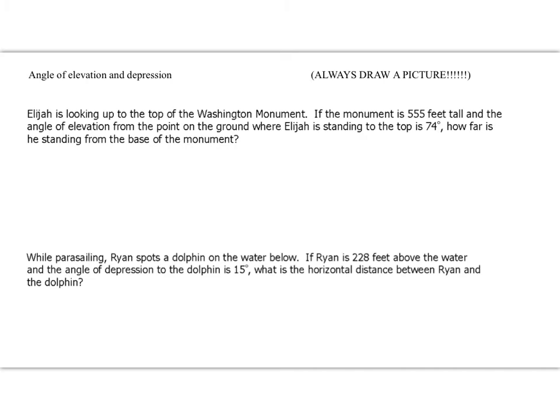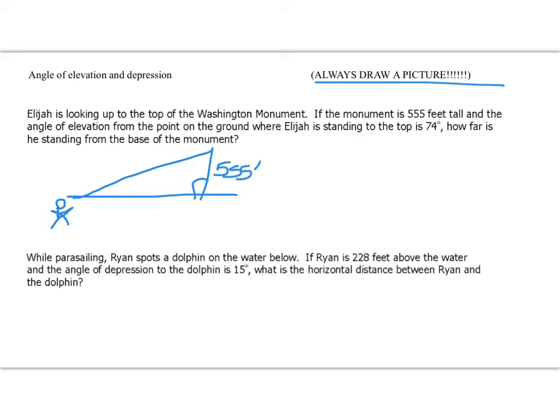So here, for angle, always draw a picture. So we've got Elijah. Elijah is looking up. Here's Elijah. He is looking up at the Washington Monument. If the monument is 555 feet tall, and the angle of elevation from the point on the ground where Elijah is looking is 74 degrees, how far is he standing from the base?